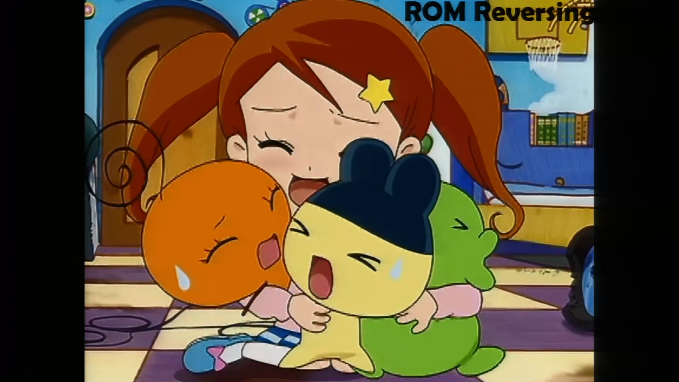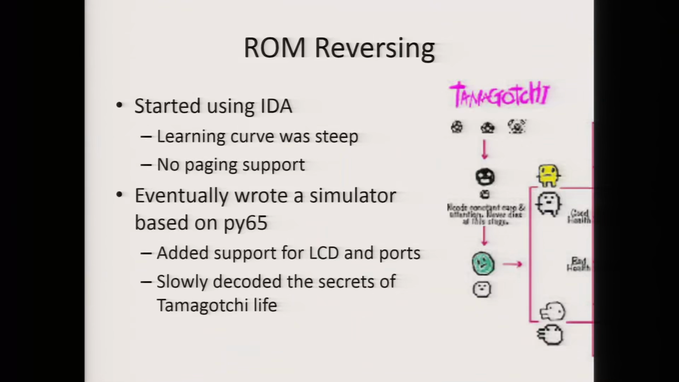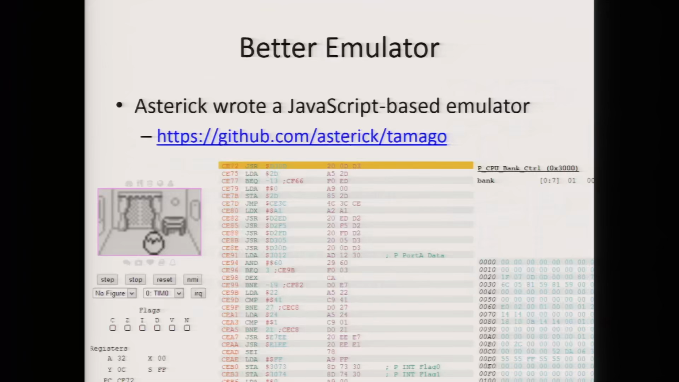So my next step here was to reverse the ROM, figure out the secrets of Tamagotchi life I'd been wanting to know. The learning curve was a bit steep. I started off using IDA, and there was no paging support. So eventually, I wrote a simulator based on a tool called Pi65 to try and figure out what it did. And then a guy called Asterisk wrote a way better simulator. I would actually recommend, if you like Tamagotchis, download this. It's really cool. You can step through all the different locations. You can look at the values of the EEPROM, trigger the interrupts, all that stuff. So I thought that was awesome.